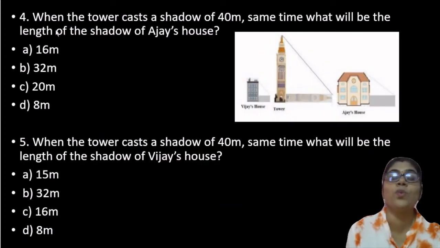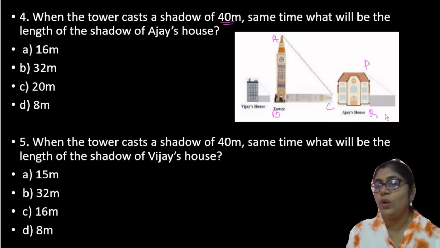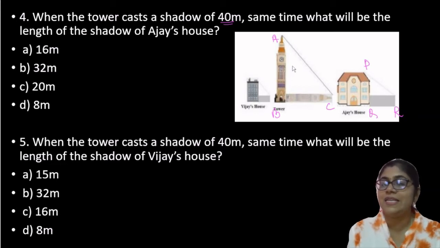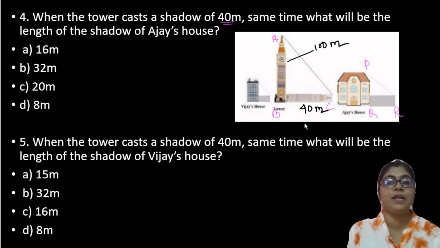Now let's move to question number 4. When the tower casts a shadow of 40 meter, at the same time what will be the length of the shadow of Ajay's house? Here let's take it A, B, C, P, Q, R. AB is given, that is 100 meter, and BC at this particular time is 40 meter. PQ height we know is 40 meter.